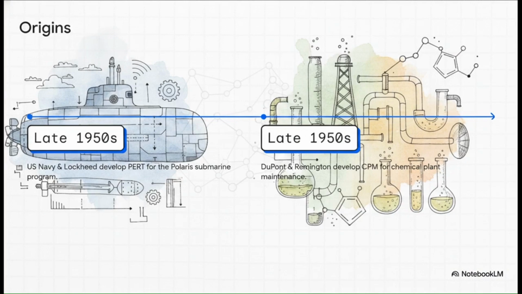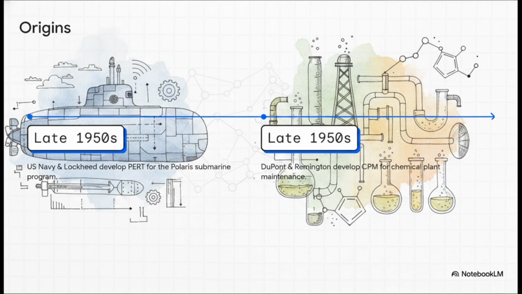We have to look at the environment that essentially forced it into existence. There is this fascinating parallel history here. Right around the same time in the late 1950s, two major scheduling frameworks were born. On one side, you had the US Navy teaming up with Lockheed and Booz Allen Hamilton to create PERT for their massive defense mega project. On the totally opposite side, you had the chemical giant DuPont and Remington Rand developing what's called the critical path method, or CPM, specifically to schedule chemical plant maintenance.